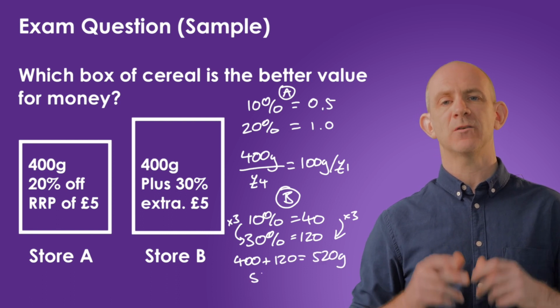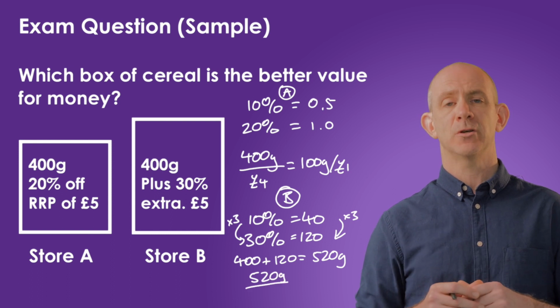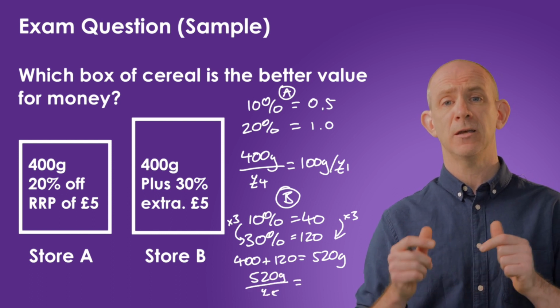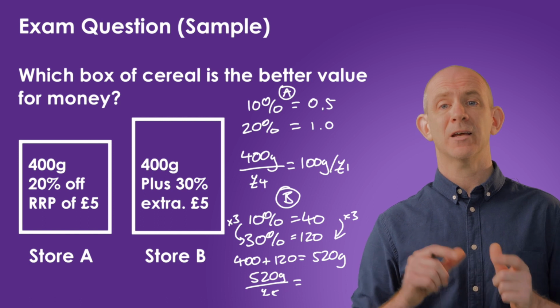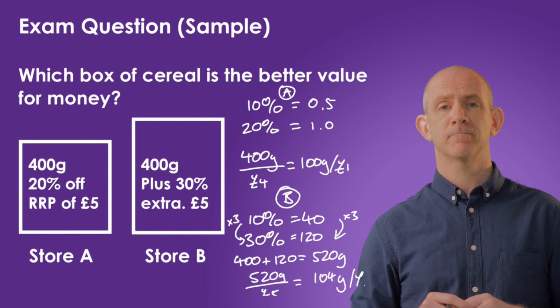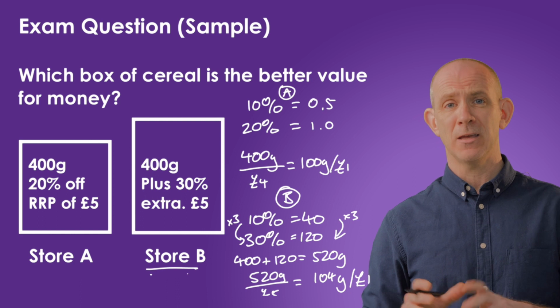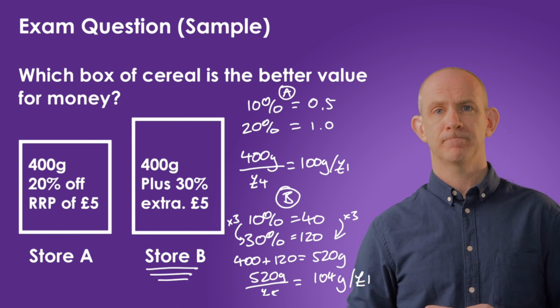So now we know we're getting 520 grams for £5. So we can divide 520 by £5 to get 104 grams per pound. This means that store B is going to be the better value for money.